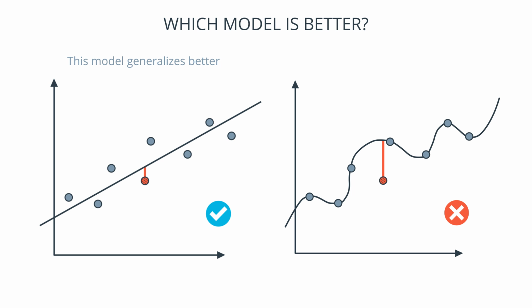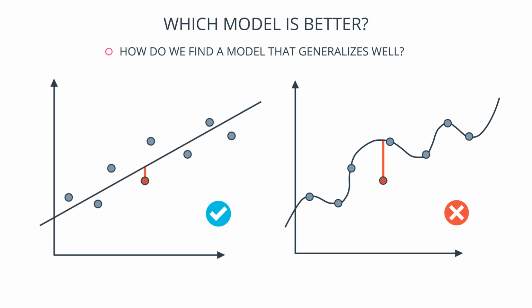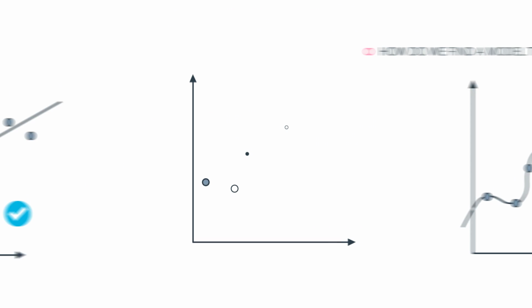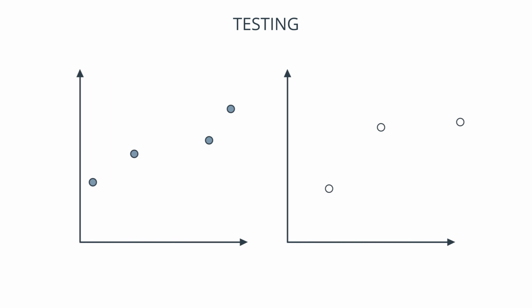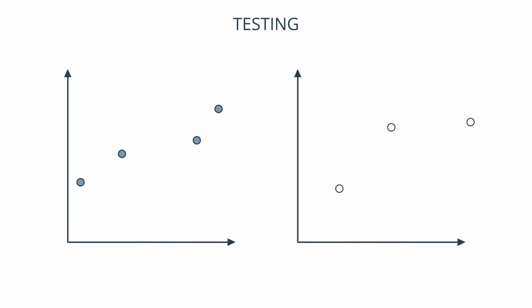The model on the right tries to fit the data too well, and it ends up memorizing it. This is called overfitting, and we will learn it later in the nanodegree. Now the question is, how do we find a model that generalizes well? This is where we introduce the concept of testing. What we'll do here is we'll split our data into two sets, the training set and the testing set.